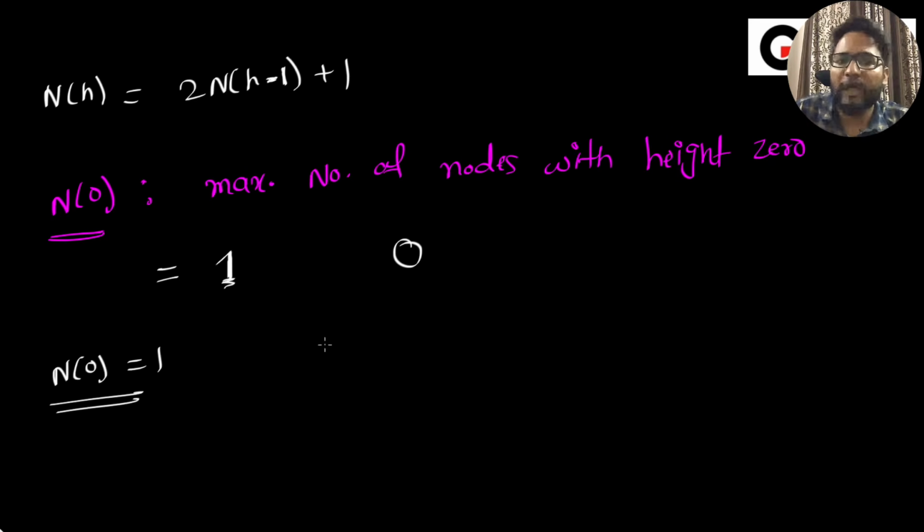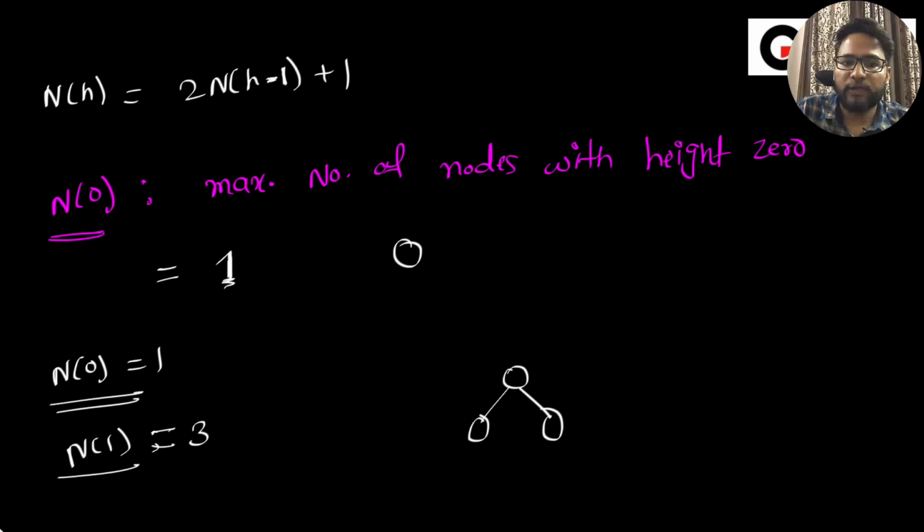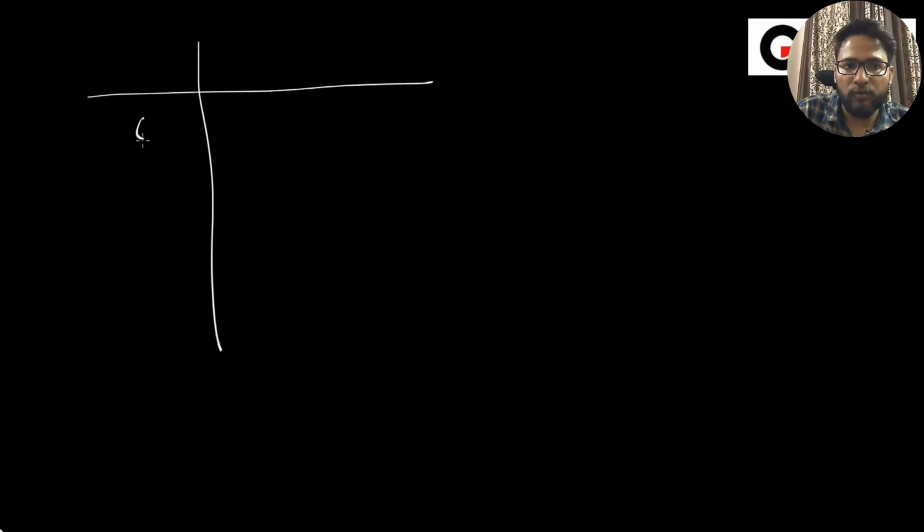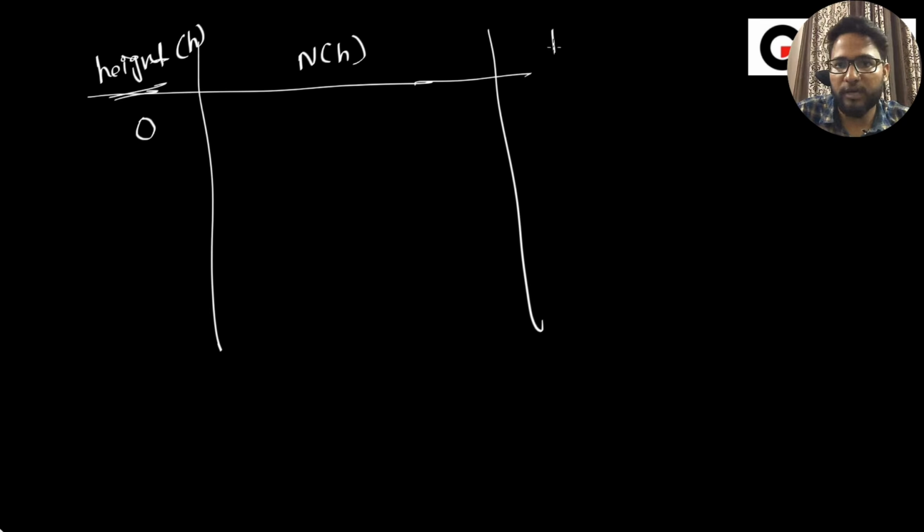What about n1? In English, can you tell me the maximum number of nodes with height 1? With height 1, the maximum number of nodes should be 3, right? So you can say n1 is 3. Let me actually draw a table, something like this, with height h, nh the maximum number of nodes, and how the tree will look.